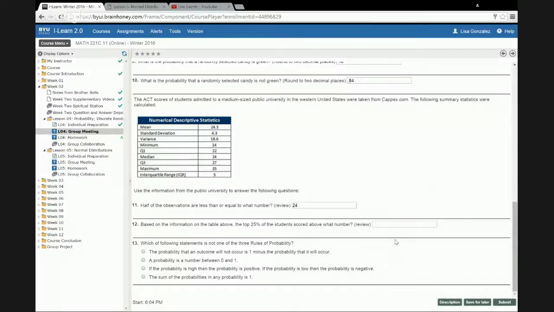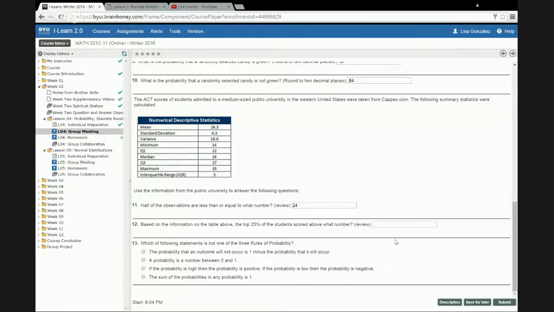The top 25% of the students scored, wouldn't the top need a higher number? So wouldn't that be Q3? Scored above what number? So they would need to score above 27, right? Because if you're going with an ACT test, the highest number would be the top students. They would get the higher score. So the top 25 would score above 27. So they would be that last quarter. So it would be the Q3.